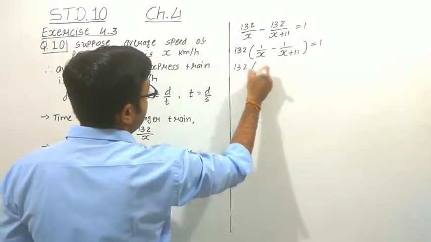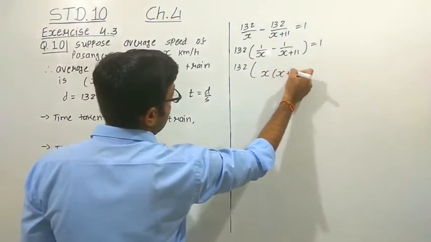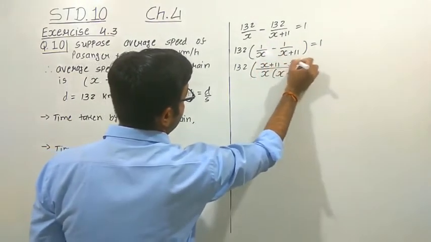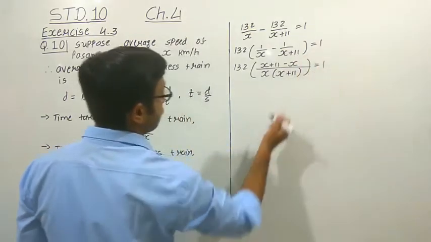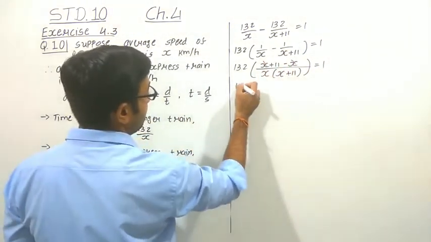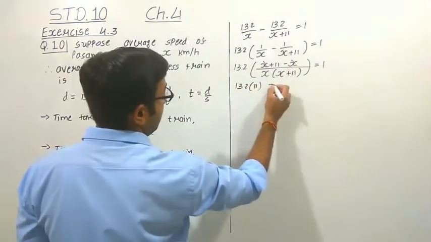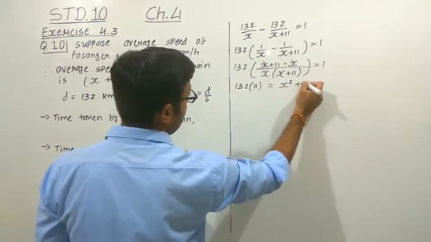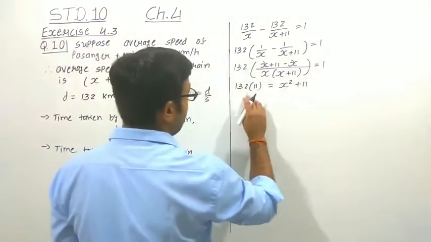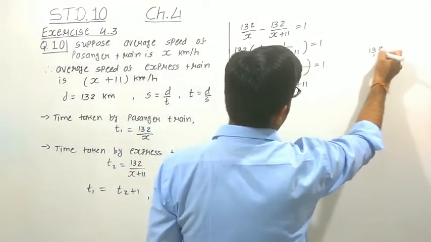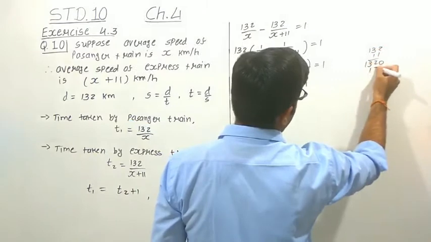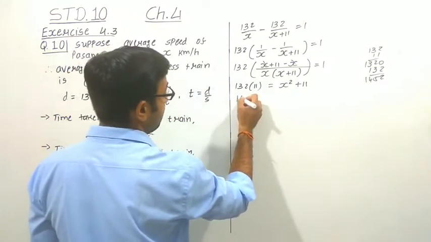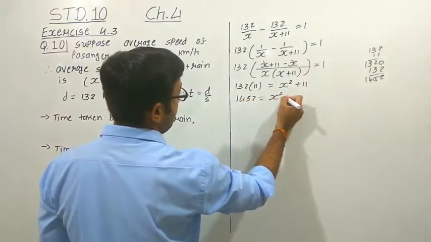Now if we take the LCM here, x plus 11, then here we have to multiply with x plus 11, and here we have to multiply with x, that is equal to 1. The x and x will cancel out, so here we get 132 into 11, and on the right hand side if we take this bracket, it will multiply with x into x square and with 11. If you multiply 132 and 11, the answer we get is 1452. So 1452 is equal to x square plus 11x.